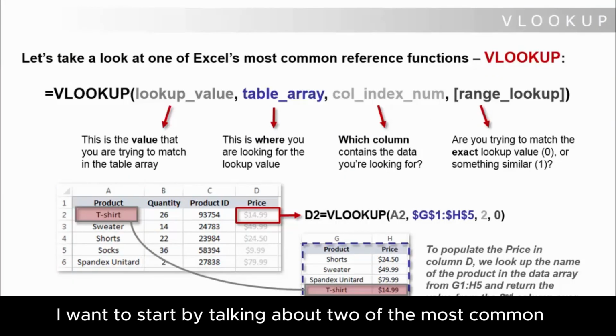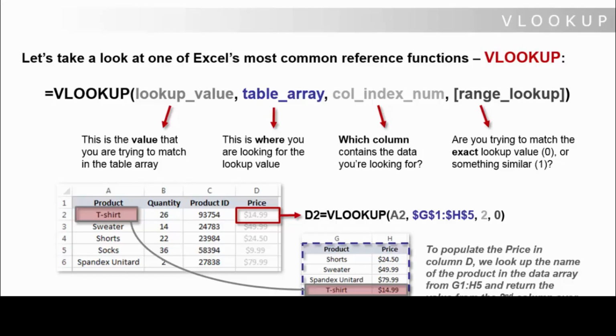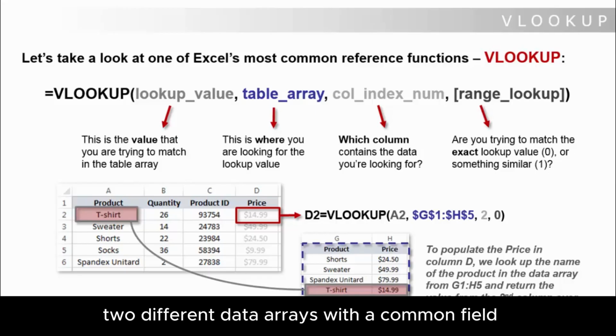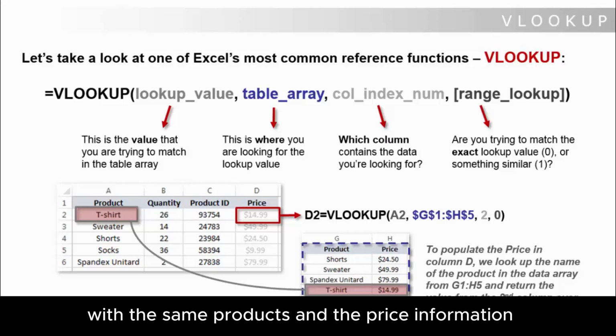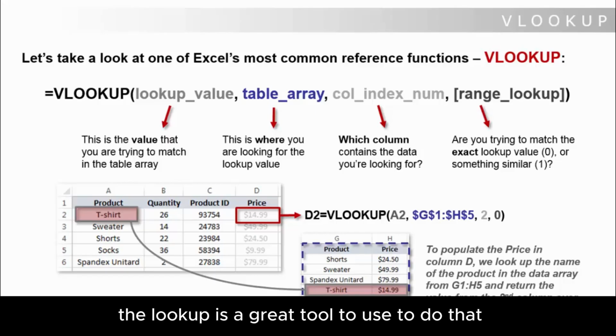Okay, I want to start by talking about 2 of the most common yet powerful lookup functions in Excel, VLOOKUP and HLOOKUP. These are generally used when you need to combine 2 different data arrays with a common field. So for instance, if I have product-level data in one array, with quantity and product ID, and then I have another array of data with the same products and the price information, and I want to merge those data sources so that I have quantity, ID, and price all in one spreadsheet, the lookup is a great tool to use to do that.